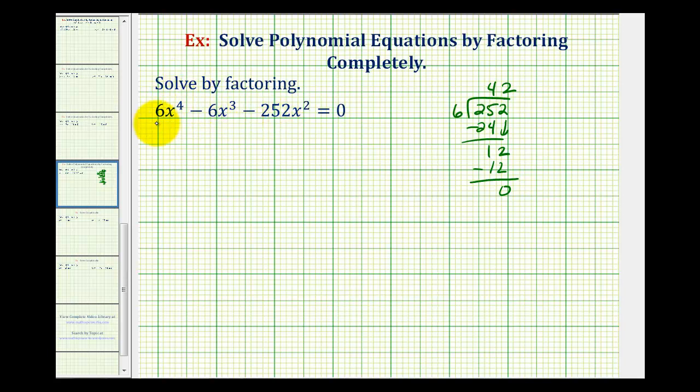And just to show this, we can write 6x to the fourth as 6x to the second times x to the second, minus we can write 6x to the third as 6x to the second times x, and we can write 252x to the second as 6x to the second times 42. So written this way, it's much easier to see that if we factor out 6x squared from each term, we're going to be left with x squared minus x minus 42.